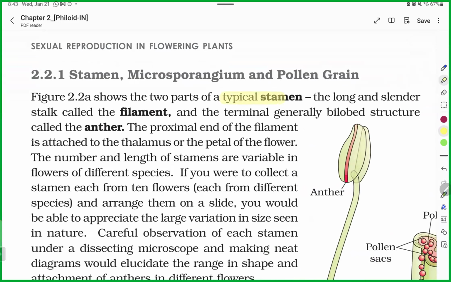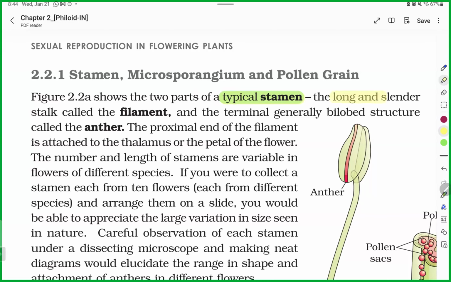Whenever you take stamen, who will tell me? Anvita, what is stamen? Anvita is not there. Chandana, what is stamen? Chandana. The male reproductive organ that is present in the androecium.